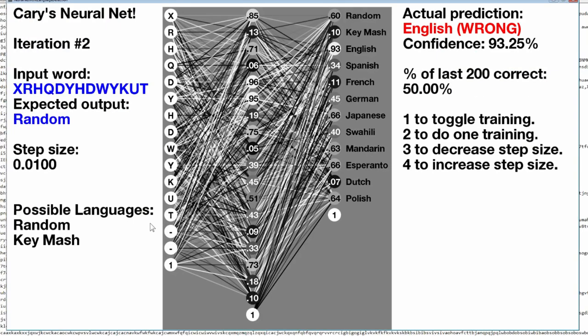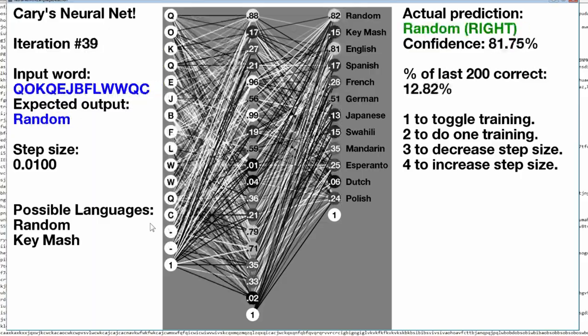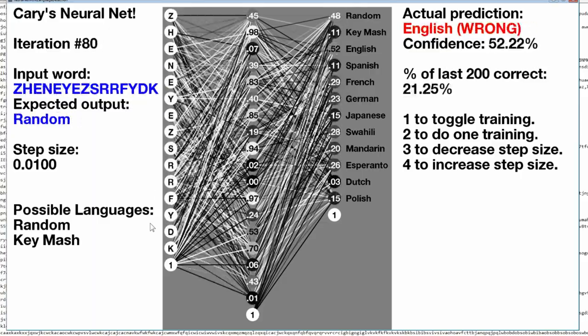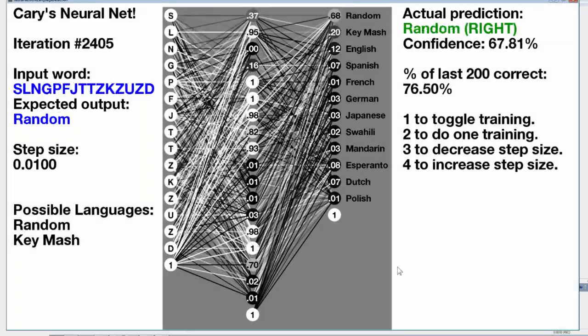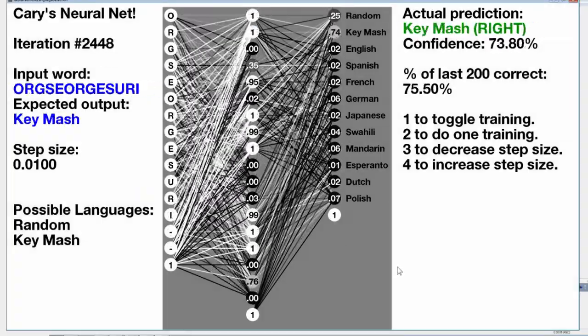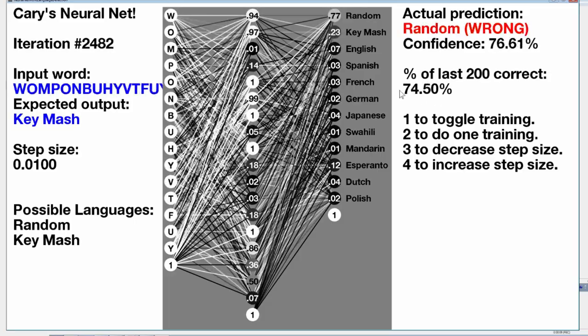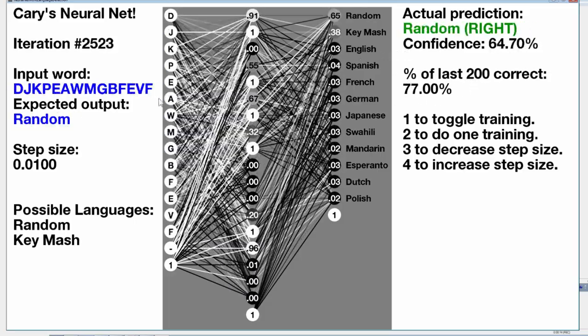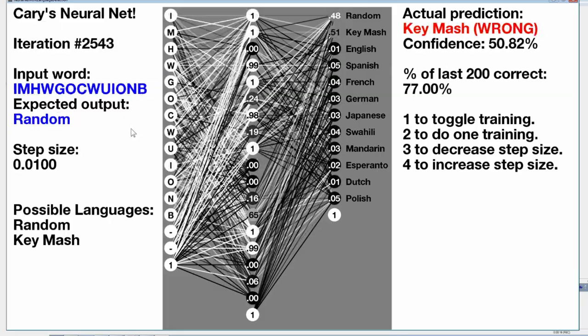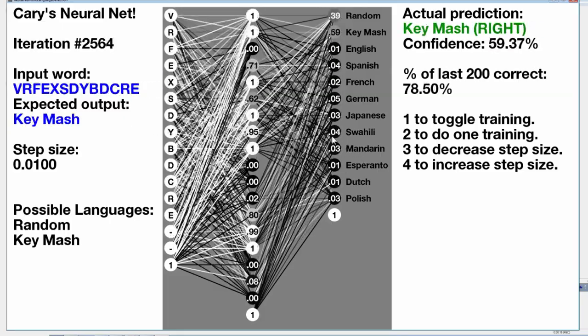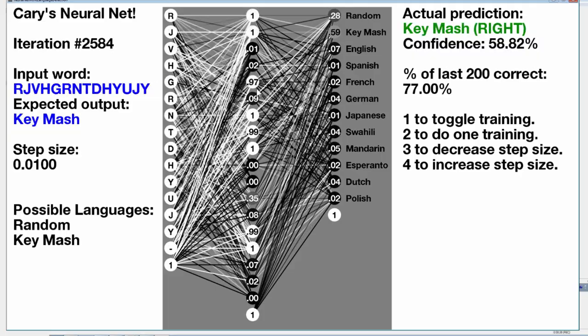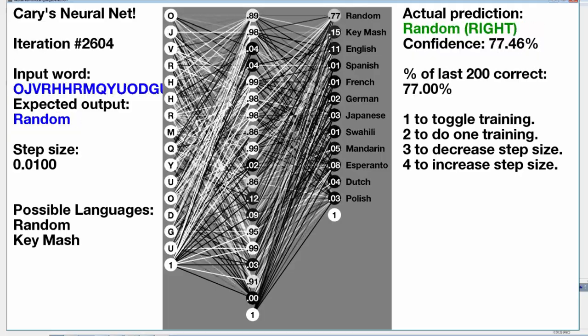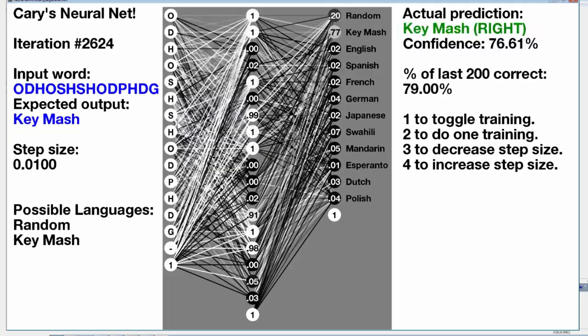You might think that random and keymash are the same, but how would that explain this 75% success rate in determining between the two? Because if they were the same, you'd have a 50-50 chance of guessing it correctly. Clearly, there's some more hidden information in there that is helping the computer figure out what is really a keymash and what is just pure randomness.